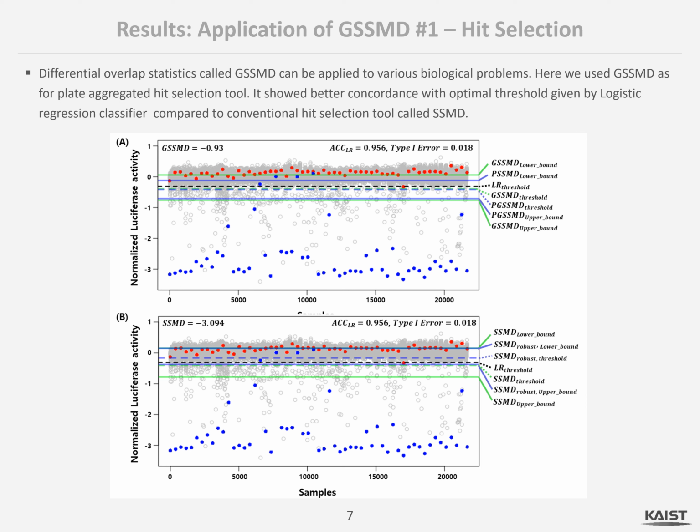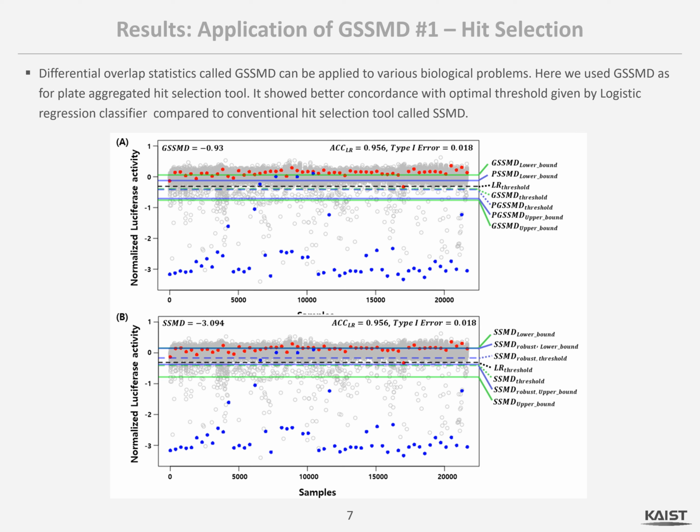Since we characterize the overlap statistic delta, or differential statistic GSSMD, we could apply this measure to some interesting applications. The first example is hit selection in an RNA interference experiment. This dataset has two plates of RNA interference experiments, and each plate has positive and negative controls, illustrated as blue dots and red dots in the figure. To objectively compare GSSMD-based criteria and the conventional criteria called SSMD, we trained a logistic regression classifier with samples from one plate and tested the classifier with the other plate.